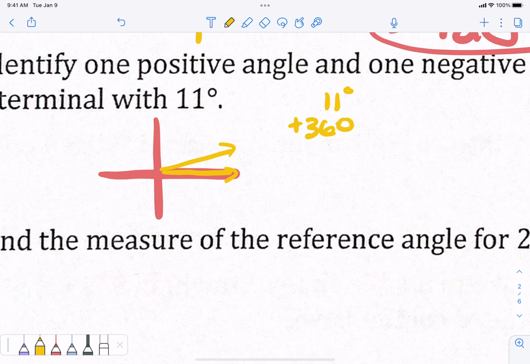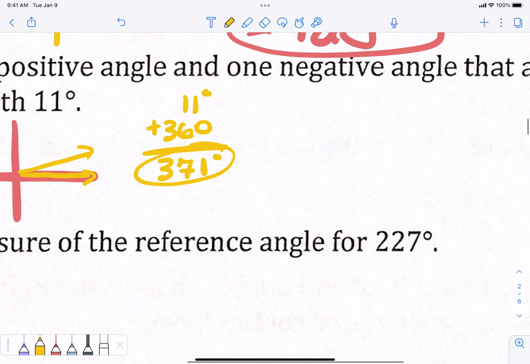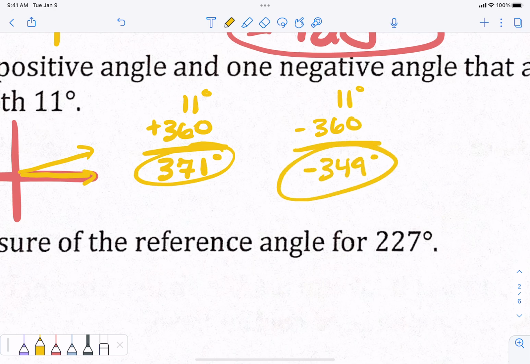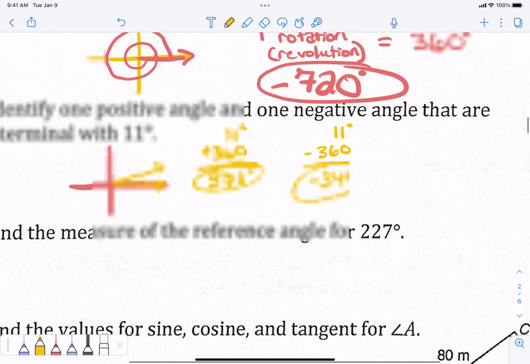11 plus 360, so 371 degrees would be the same as 11, right? What else? Negative 349. Negative 349 degrees. Those all will be the same position.